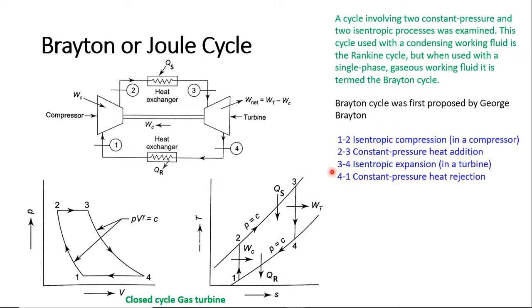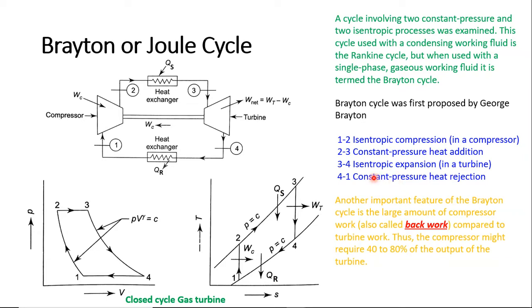Then I have already told these processes, and if you recall, in case of Rankine cycle, instead of compressor we had pump, and that pump work was very small. But here for Brayton cycle there is a large amount of compressor work which is called back work, and it is around 40 to 80% of work output of the turbine. So here you can see compressor and turbine are coupled on the same shaft, so around 40 to 80% of the work developed by the turbine is again given back to the compressor.